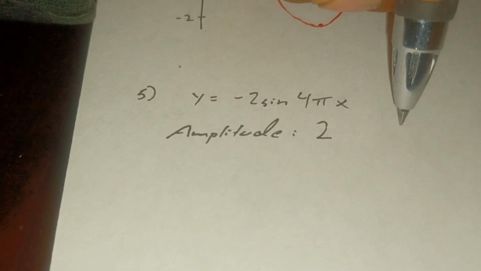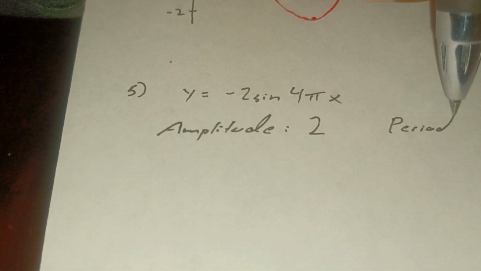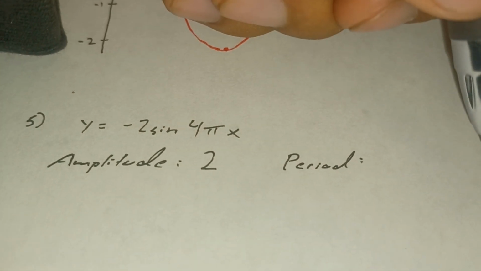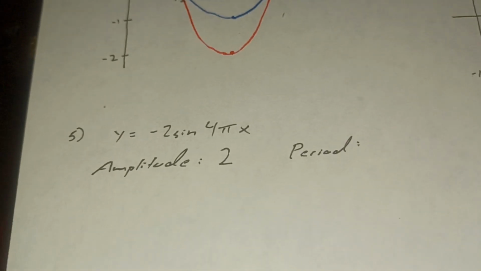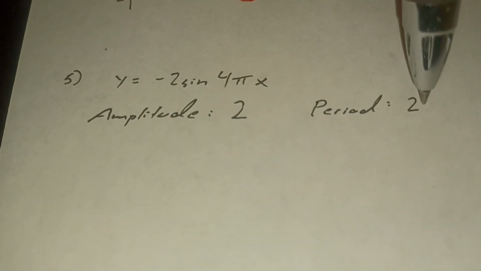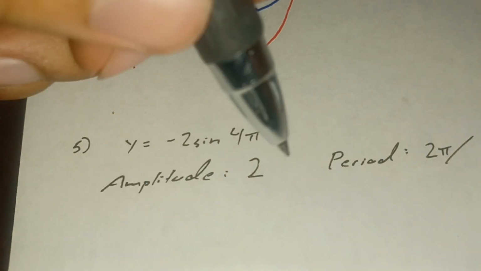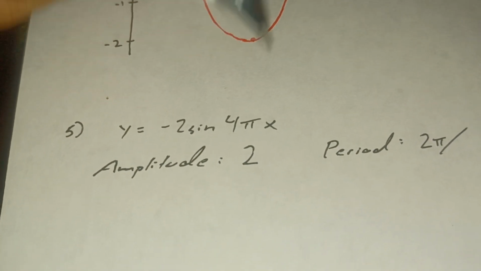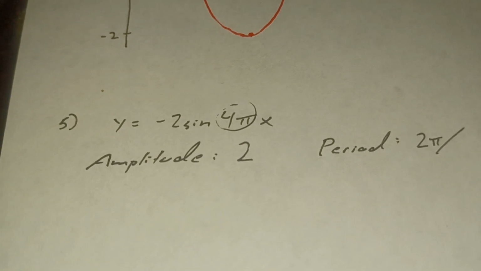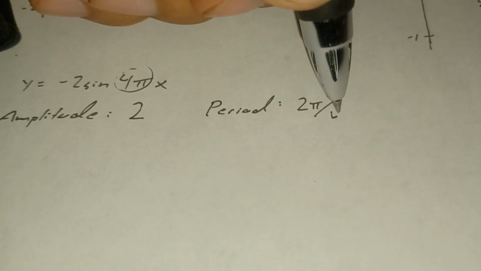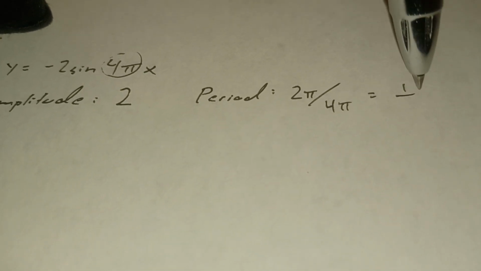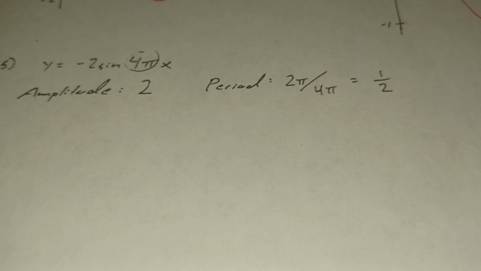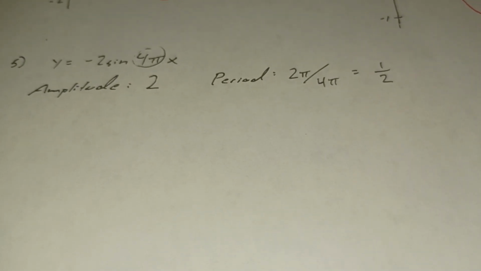Let's go ahead and find the period. Since we're looking at the sine function, the sine function has a normal period of 2 pi. Divided by what? What's the constant multiple here? It's 4 pi. 4 pi is the constant multiple here, so we're going to divide 2 pi by 4 pi. And that's going to give us 1 over 2, 1/2. So that's going to be our new period. Our period is going to be 1 over 2.